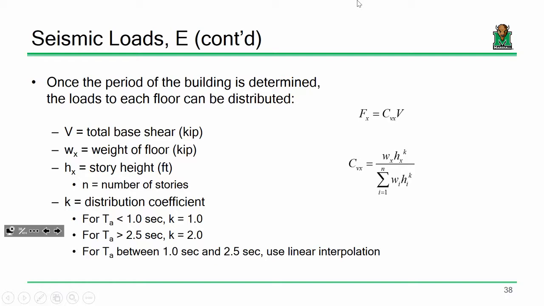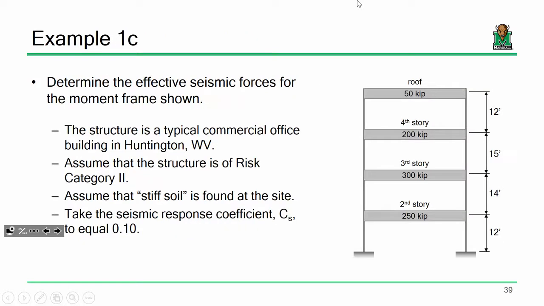The only thing worth mentioning is this distribution coefficient. If the period of your building is less than 1 second, we take this value to equal 1. If it's larger than 2.5 seconds, we take it to equal 2. Anywhere in between, we would use linear interpolation, and that's basically it. If the details are a little fuzzy, don't worry. I think this example will clear it up quite a lot.